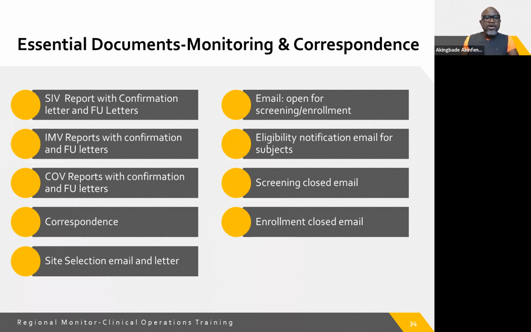All correspondence, all site selection email and letter that are relevant to the kickoff of the site. Email correspondence around screening and enrollment, eligibility notification email for the subject, screening closed email, and enrollment closed email. All of these are critical documentation that we want to make sure we can keep on file in case auditors come in to audit our site, we can be audit ready.